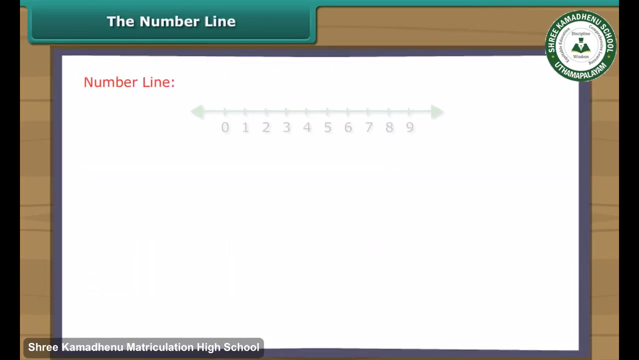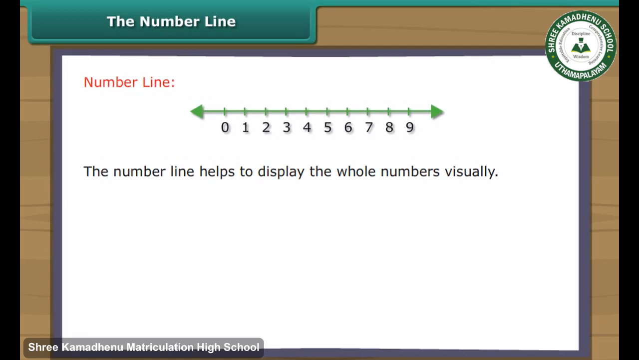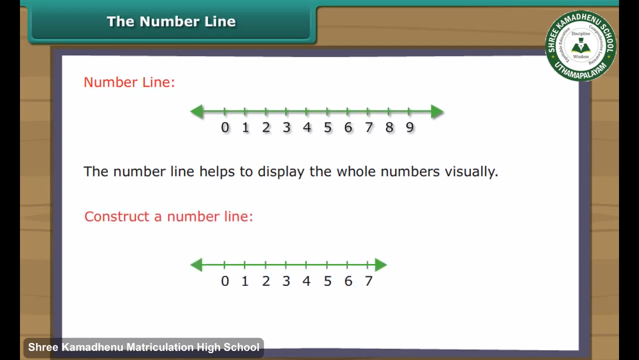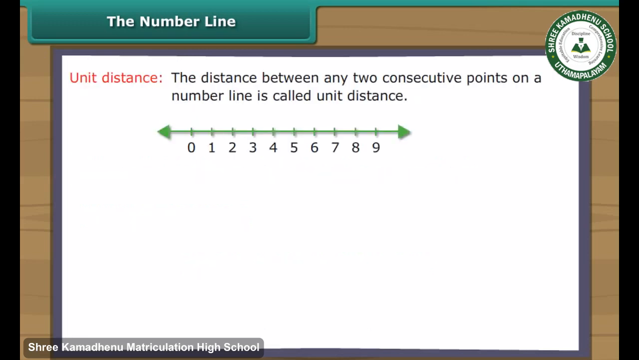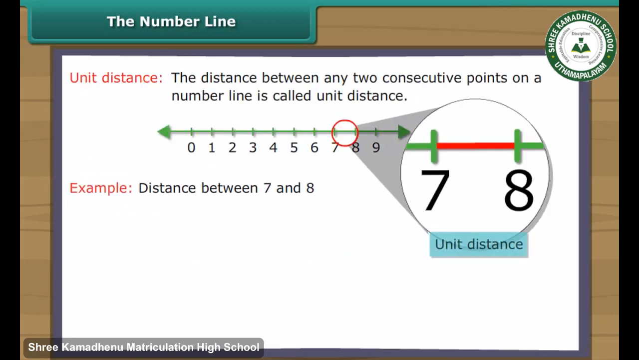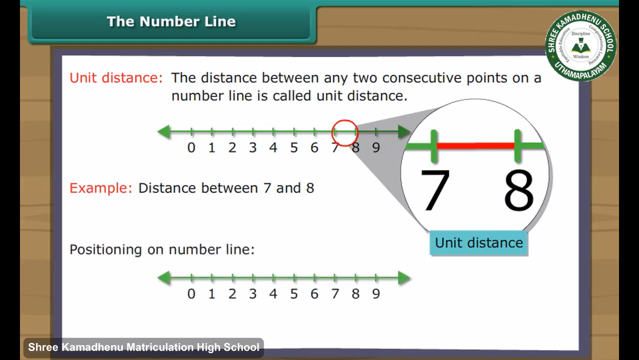The number line. The number line helps to display the whole numbers visually. To construct a number line, we simply draw a straight line and choose any point on the line and label it 0. This point is called the origin. We then choose some convenient length and moving to the right, mark off consecutive intervals, equal parts, along the line starting at 0. We label each new interval endpoint with the next whole number. The distance between any two consecutive points on a number line is called unit distance. Out of two whole numbers, the greater number comes on the right of the other number on the number line.